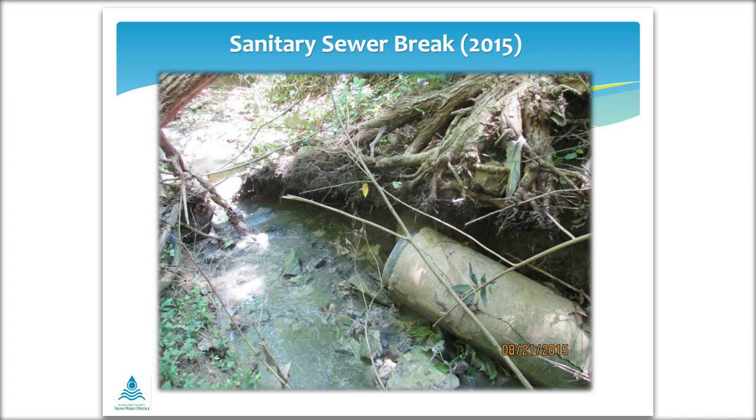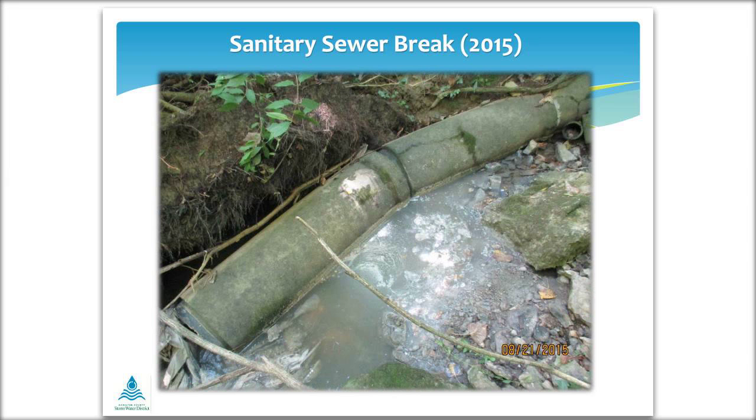This is another example of why it's not a good idea to install your sanitary sewers in the creek line, because of erosion and things. This is actually a problem that happened here. The tree fell over, lifting all the roots up out of the ground, and it pushed that sanitary sewer pipe away from the bank of the creek. And so it just opened up and really did a lot of damage to that creek.